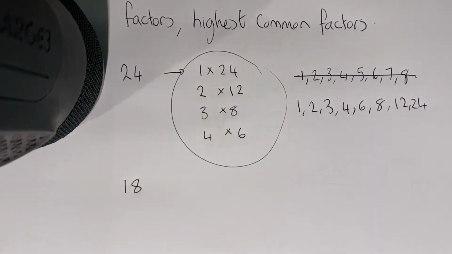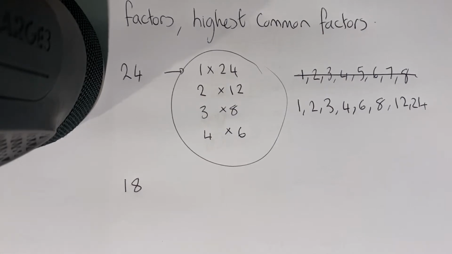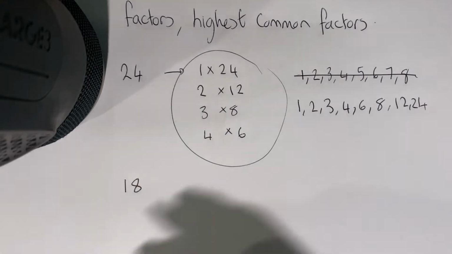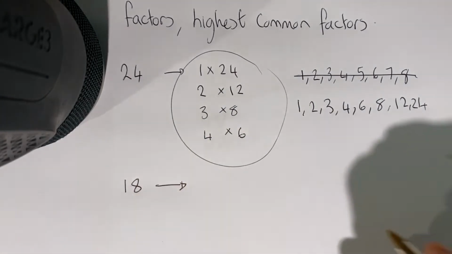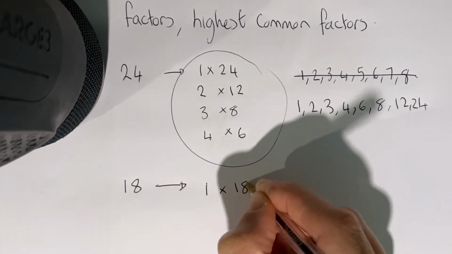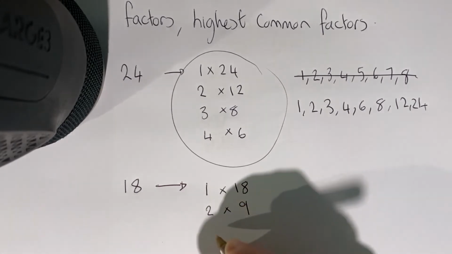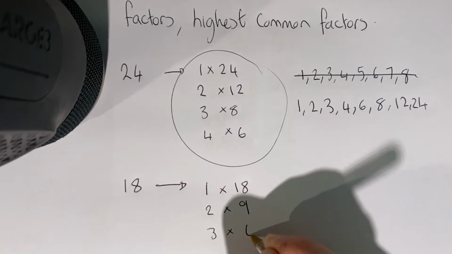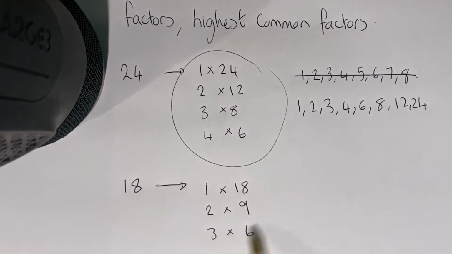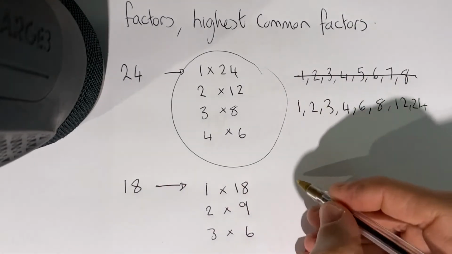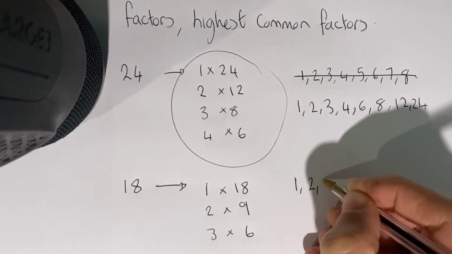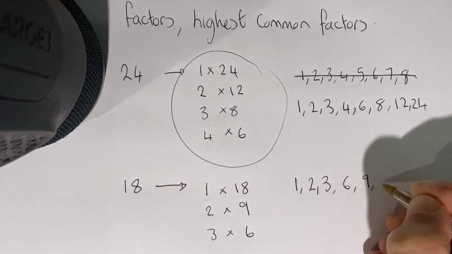Right, I'm just going to have a little pause here while you have a look at what's on the page, and try to have a think about what you think the factors of 18 might be. I'll give you 10 seconds for that. Okay, so the factors of 18 are in fact 1 and 18, 2 and 9, 3 and 6, and that's it. So these are the calculations that we can do to make 18. So I know that the factors are going to be 1, 2, 3, 6, 9, 18.